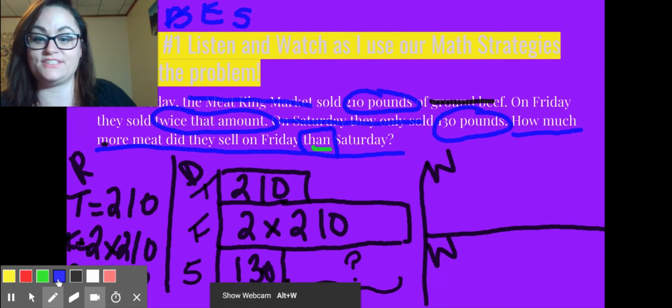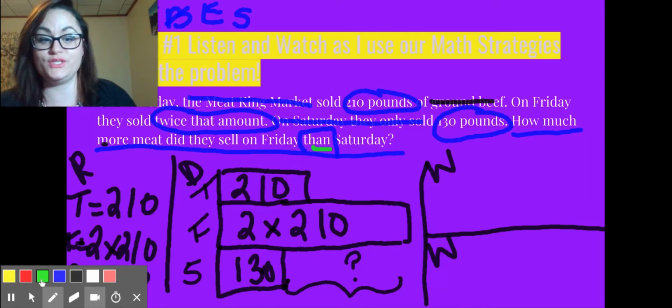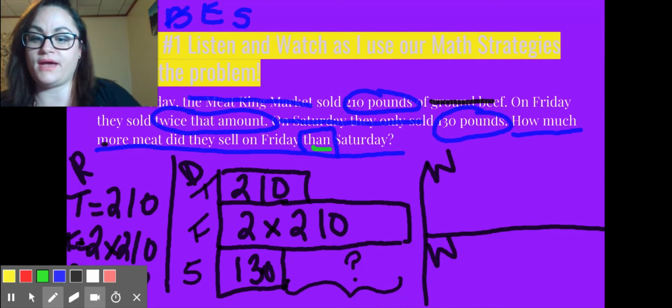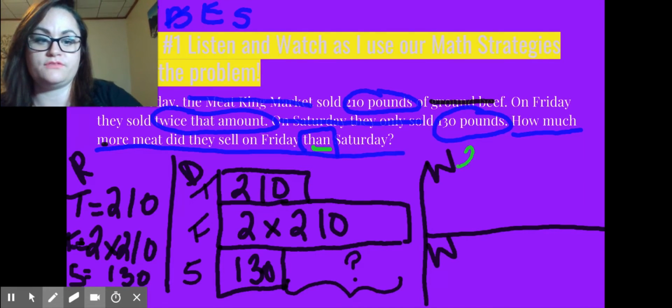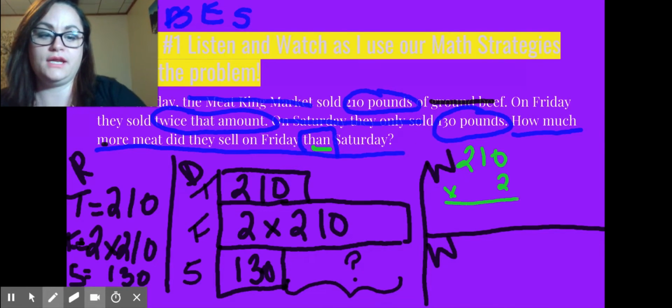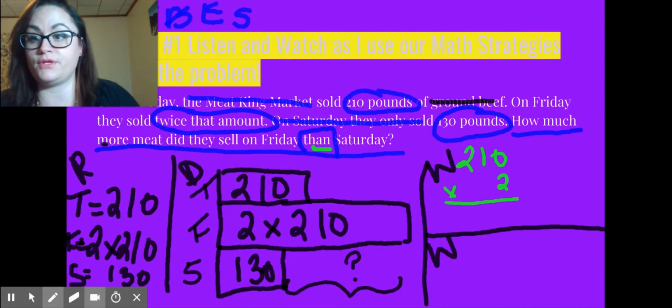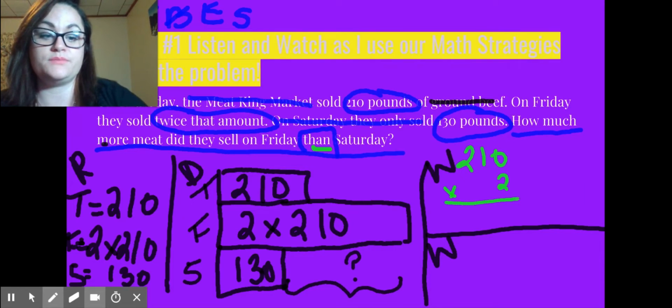So let's go ahead and get started. I'm going to change to a different color just so that you can see the difference. So here I'm going to go back and it says that Thursday is listed here as 210. My first equation that I need to do is to find out Friday, which is 210 times 2. And I'm going to write this vertically with my 2 underneath the 0 so that I can do my multiplication using the standard algorithm. So 0 times 2 is 0, because anything times 0 is 0. 1 times 2 is 2. And 2 times 2 is 4. So Friday is 420 pounds of ground beef.